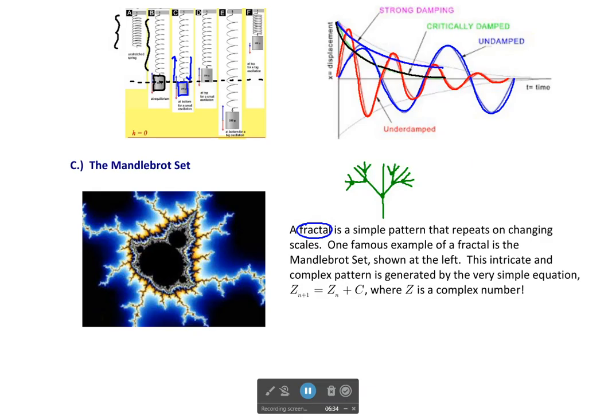There's many things in nature that follow a fractal pattern. One famous example of a fractal is this beautiful picture. That's the picture of the Mandelbrot set. This intricate and complex pattern is generated by the very simple equation z sub n plus 1 equals z sub n squared plus c. z happens to be a complex number. Now, if you don't quite understand how this equation works, that's okay, but I want you to understand that you have such a simple equation leading to such complexity and beauty. I find that really amazing, and that's all based on complex numbers.